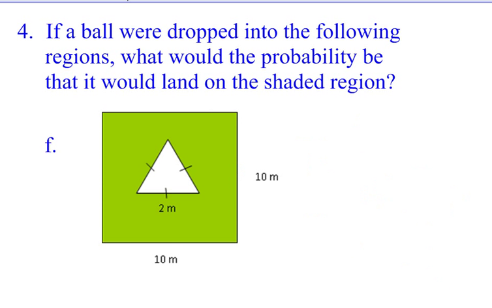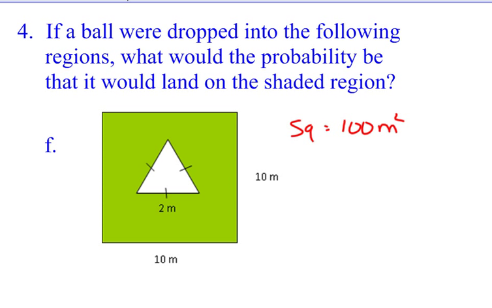And the last one we're going to do is another triangle. The problem with this one is they didn't give me my triangle's height. And so I would have to figure this out. So for my square, I know that my square's area is 100, right? 10 times 10, it's meters squared.